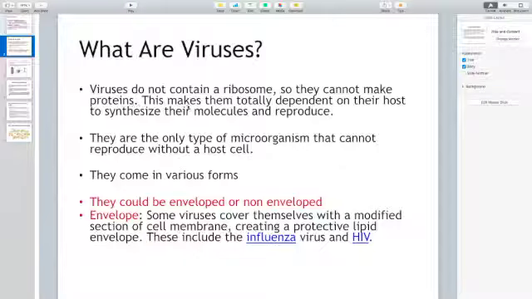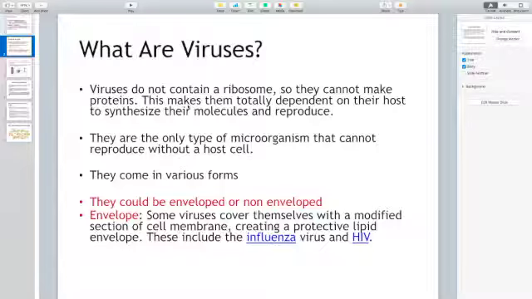This makes viruses totally dependent on their host to synthesize their molecules and also to reproduce themselves. They are the only type of microorganism studied under microbiology that cannot reproduce without a living host cell. Viruses come in various forms. We'll look at that in the next slide.